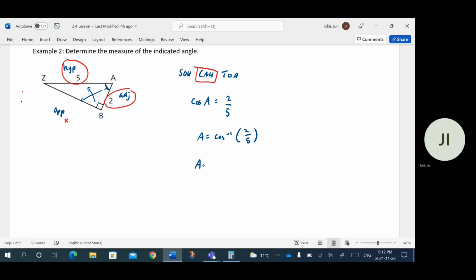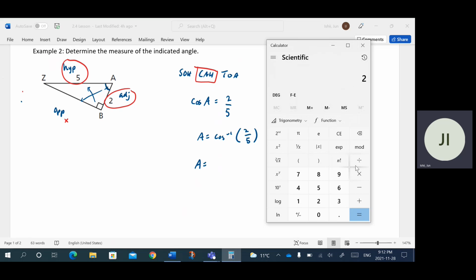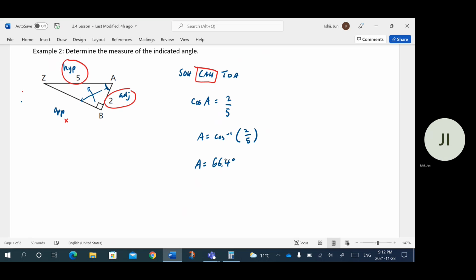To plug that into my calculator: 2 divided by 5 equals, and then hit the second function, cos inverse here. And you can see that it's 66.4 degrees. Cool. So again, the first step is you label the sides. Next, you pick the right ratio, set up the equation, and then it's always going to be the inverse of that ratio.